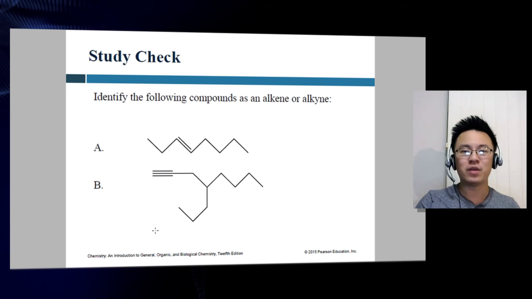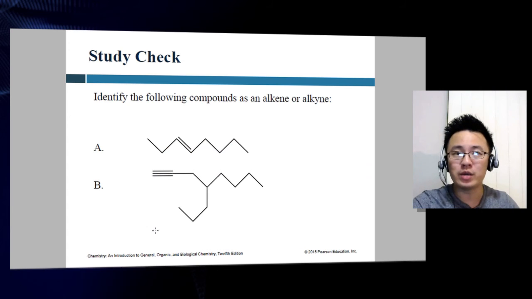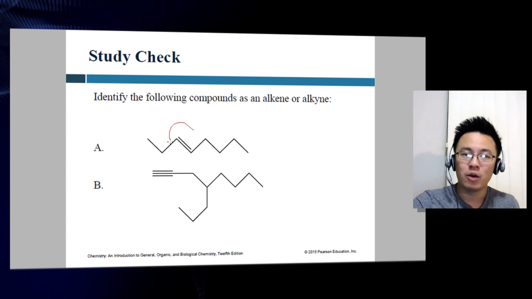All right, so identify the following compounds as either an alkene or alkyne. As you can see here, we have our skeletal model. We have 2 bonds. This is a double bond, so that would be an alkene. And then we have here a triple bond, which is an alkyne.